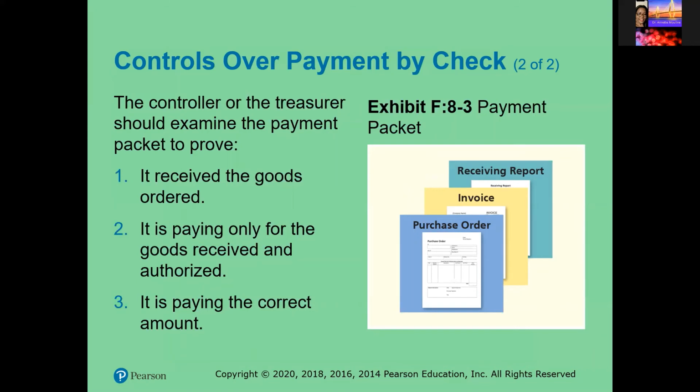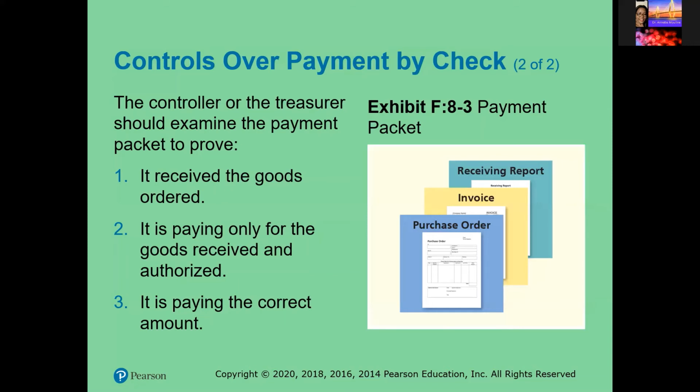Here you see Exhibit 8-3. It shows Smart Touch Learning's payment packet of documents, which may be in either electronic or paper format. Each of the documents in the process is prepared in multiple copies. For example, the purchase order has at least 3 copies. One stays in the originating department. One copy goes to the vendor.